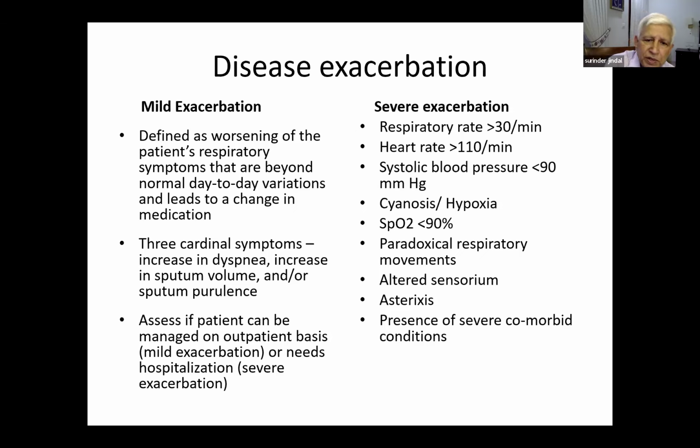When do we call a severe exacerbation? When the respiratory rate is high, more than 30 per minute, heart rate is high, systolic blood pressure is falling below 90 millimeters. When there is cyanosis or hypoxia, SpO2 less than 90%, or there are paradoxical respiratory movements. And in severe cases, it could be altered sensorium, as CO2 retention can occur and cause all these problems. Or there is presence of severe comorbid conditions, cardiac conditions in particular, or severe uncontrolled diabetes and so on. So all these things require hospitalization. Next, please.